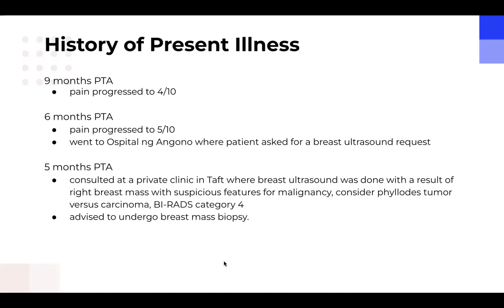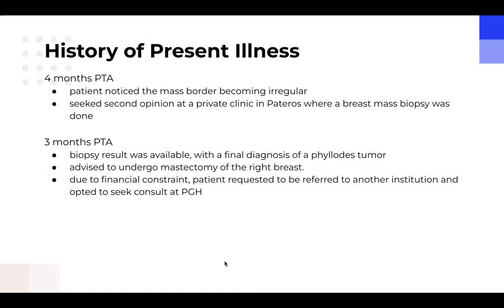So 4 months prior to admission, patient noticed that the mass border becoming irregular. So patient seek second opinion at a private clinic in Pateros where a breast mass biopsy was done. So 3 months prior to admission, patient went back to the clinic at Pateros since the biopsy result was available with the final diagnosis of phyllodes tumor. She was advised to undergo mastectomy of the right breast. Due to financial constraint, patient requested to be referred to another institution and opted to seek consult at PGH.